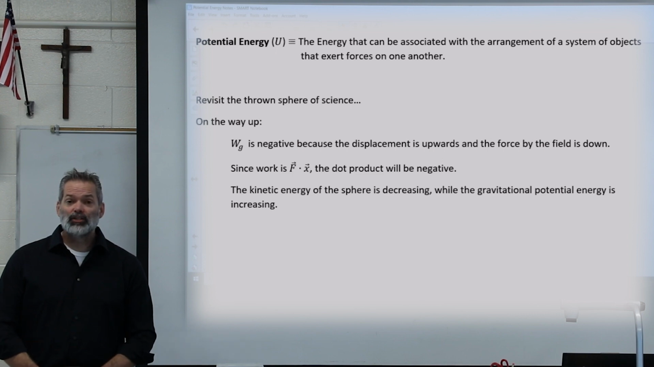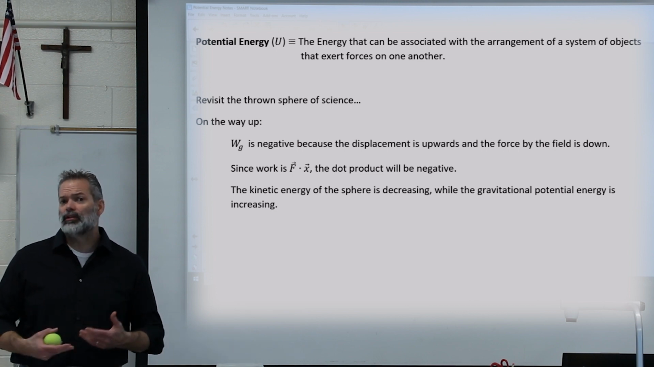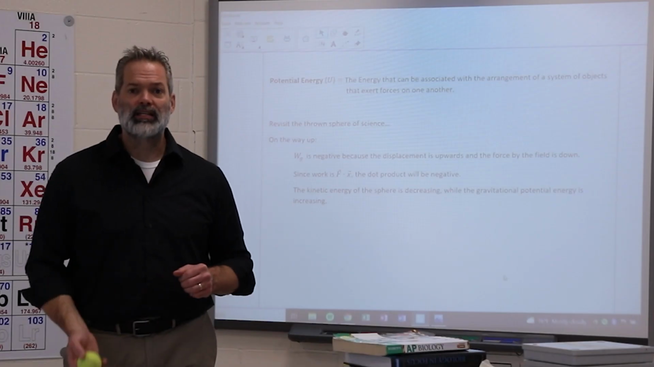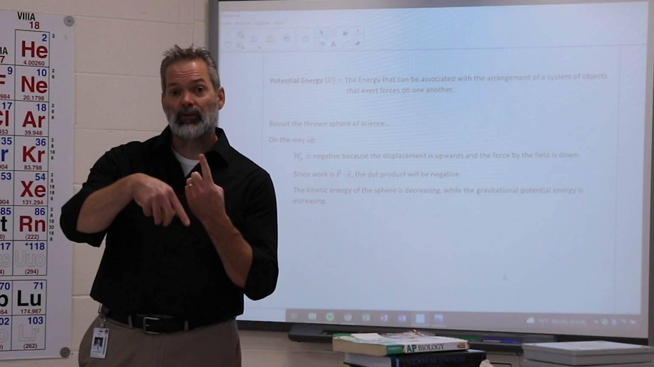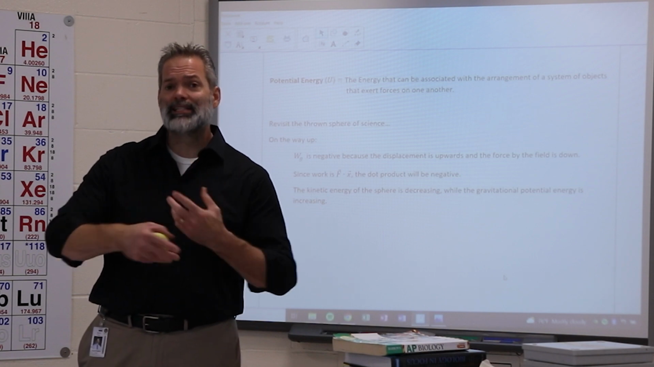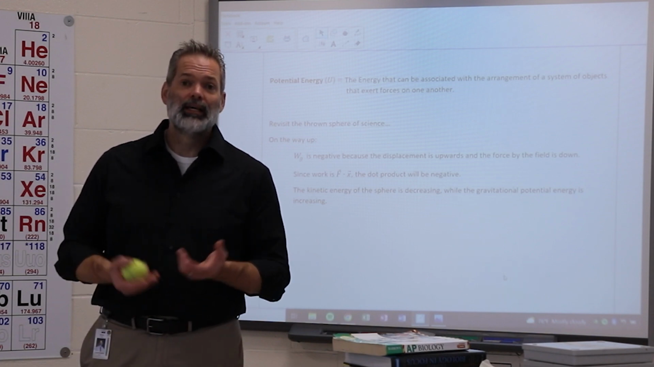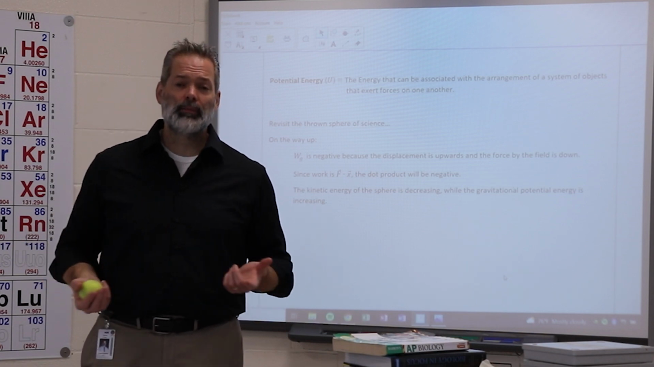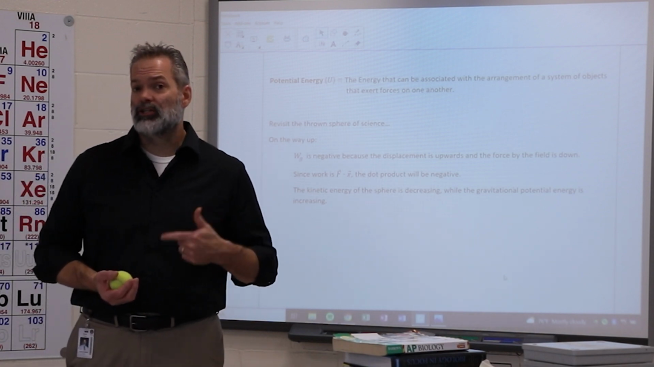To start with, potential energy is defined as the energy that's associated with a system of objects that are exerting forces on one another. Specifically, it has to do with the location or position of some of those objects within the system. Let's revisit our sphere of science. As we throw the sphere up in the air, we know that the displacement is vertically upward. However, the gravitational force is vertically downward. Since those are in opposite directions, the angle between them is 180 degrees. We know that the dot product is going to give us a negative result, hence that the work done by the gravitational field on the sphere on the way up is going to be negative. We see that as a decrease in kinetic energy, while the gravitational potential energy is increasing.